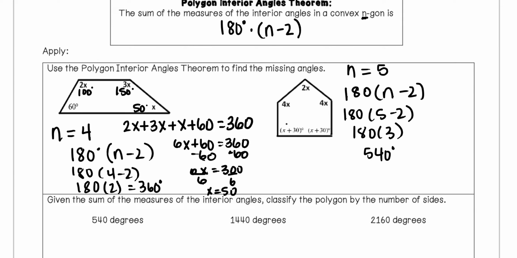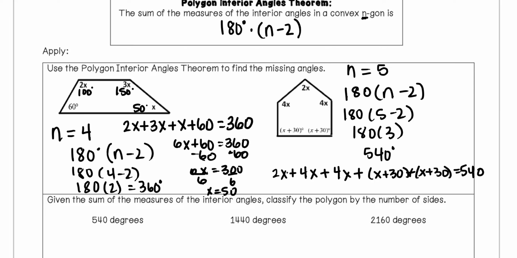Now that we know that all 5 of these angles are going to sum up to 540, we can use their expressions that are represented for their angles and create an equation by adding them all together. So we'll take 2x plus 4x plus 4x plus x plus 30 plus x plus 30. And all 5 of these angle expressions are going to sum up to 540 because of our polygon interior angles theorem. We'll combine all of our like terms.